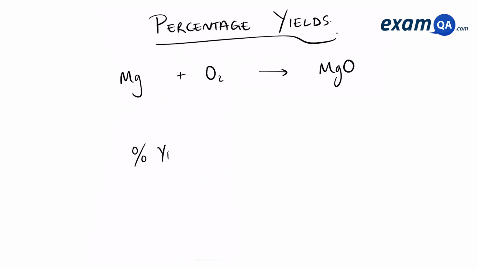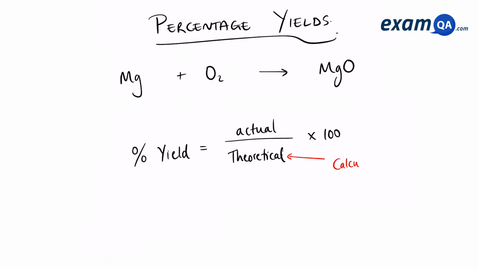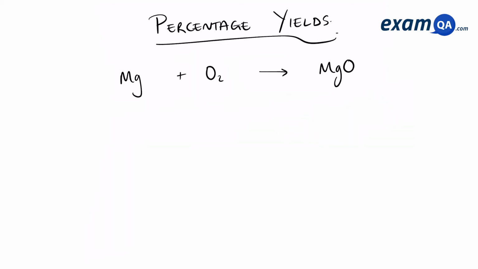To calculate percentage yield, you're going to do actual mass divided by theoretical mass times 100. The theoretical mass comes from your calculations, whereas the actual mass comes from the reaction that you carry out in real life. Another word for actual mass is experimental mass, or the mass that you obtain by doing the experiment. Let's have a go at calculating percentage yield.